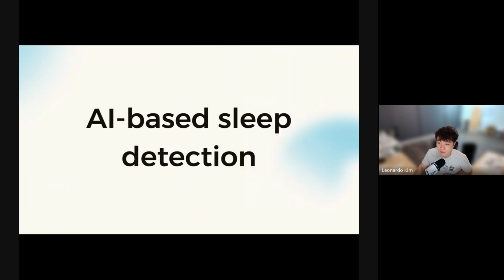Therefore, we aim to develop an AI-based sleep detection model using data like accelerometer readings, heart rate, and demographic information. The model will classify sleep into 6 stages to gain a detailed understanding of sleep patterns.